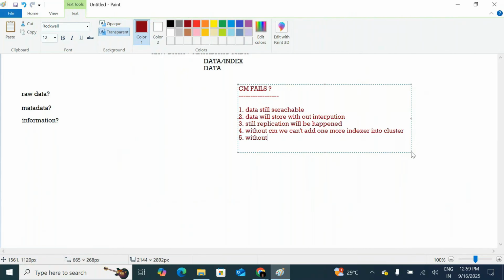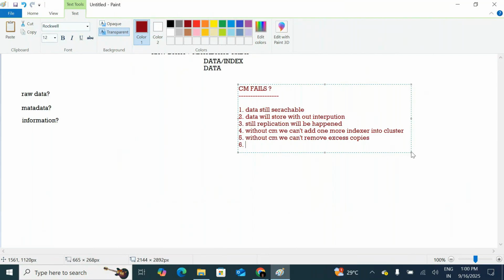Without CM, we can't remove excess copies. We can't remove excess copies which were created during indexer failures. I already told you, excess copies are created automatically, and you need to remove them manually. That can't be done, why? Because only CM does it.